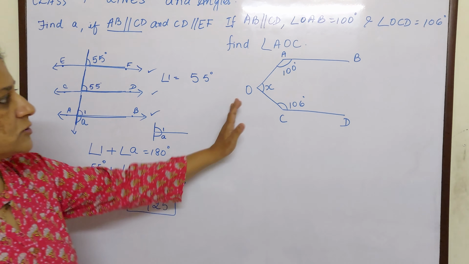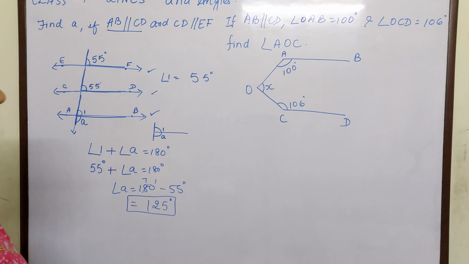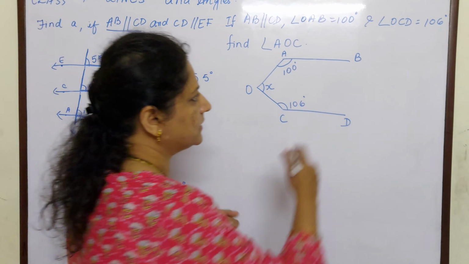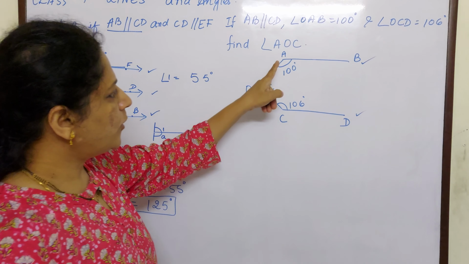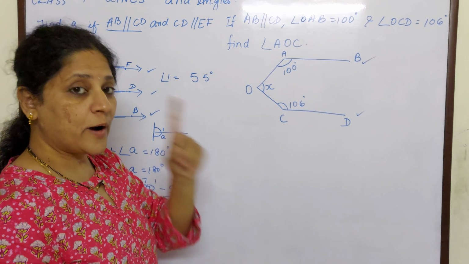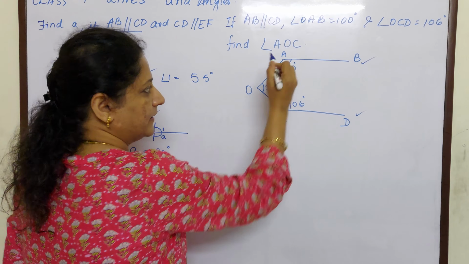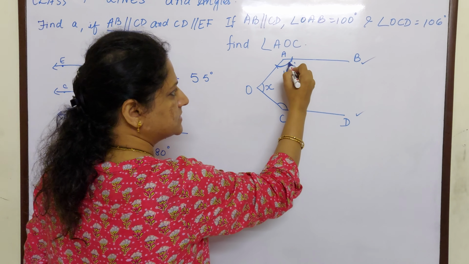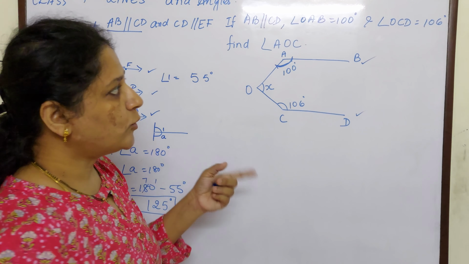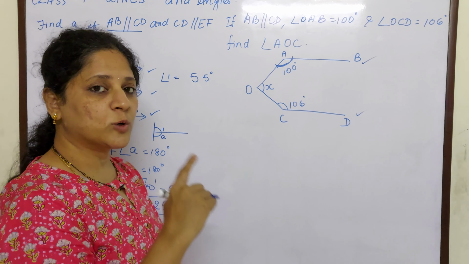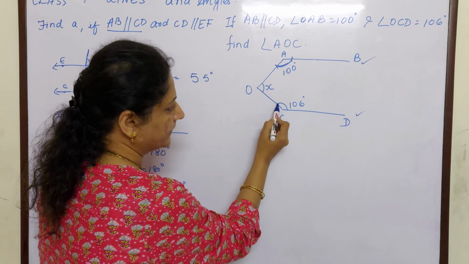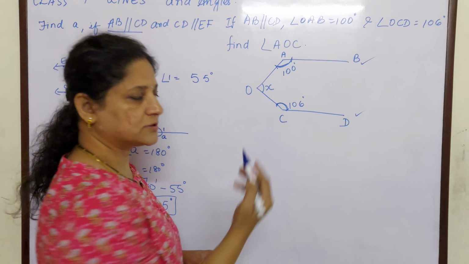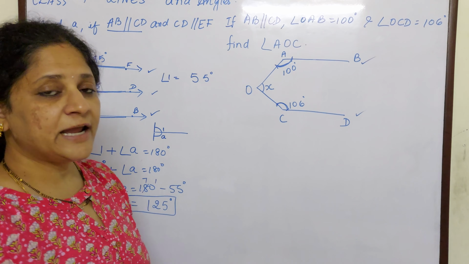Okay. Now let us go to this sum. Now here AB is parallel to CD. So this line is parallel to this line. Okay. And angle OAB is 100 degrees. OA and AB, see, they are touching here. So this is 100 degrees. And angle OCD is 106 degrees. OC and CD, see, they are touching here. So this is 106. Find angle AOC.